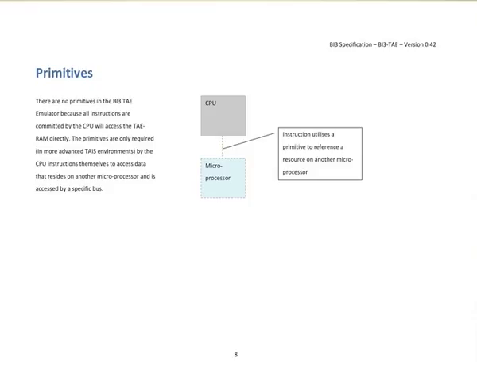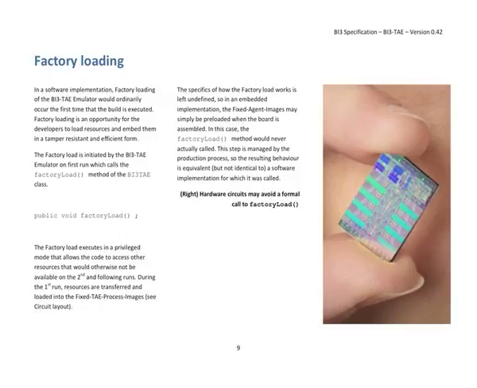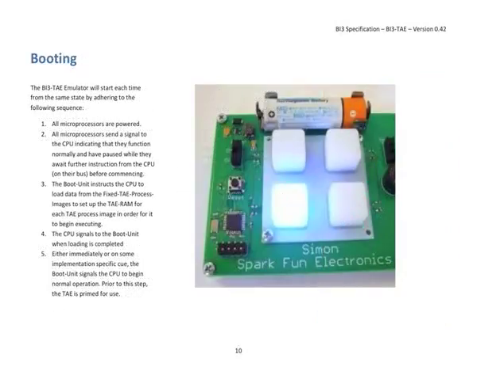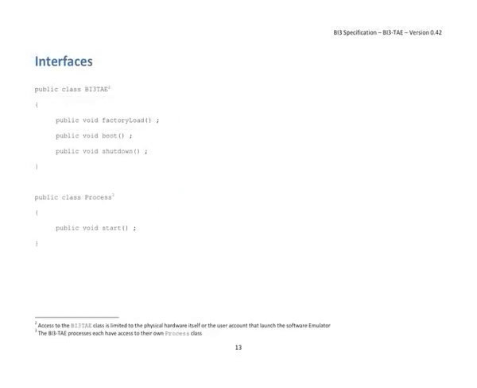After the circuit layout, then the specification describes the primitives, and these are instructions that are used by the CPU to reference resources on other microprocessors. Then there's a section for describing the factory load, which I'll describe later, and then a section for booting the system, and then the normal operation of the circuit, shutdown, and then any formal interfaces that are used.